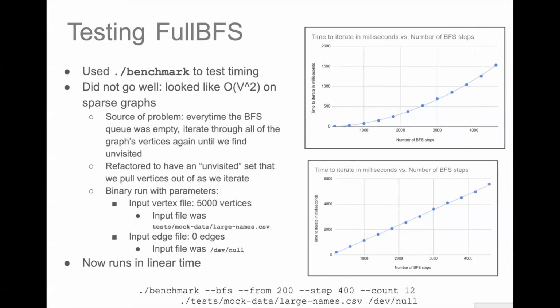And for testing full BFS, in the beginning, we looked at quadratic time, but this was because of how we were inserting new disconnected vertices to the traversal. Once we remedied this by maintaining an external set, we started seeing linear time once again. Next slide.